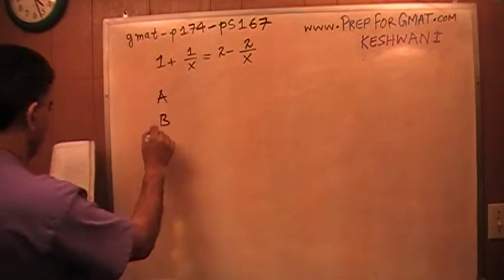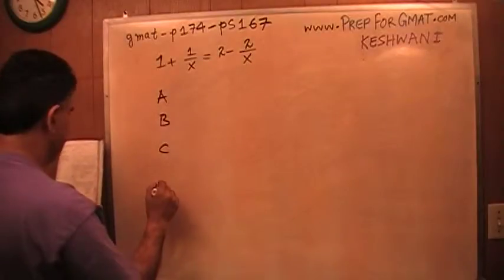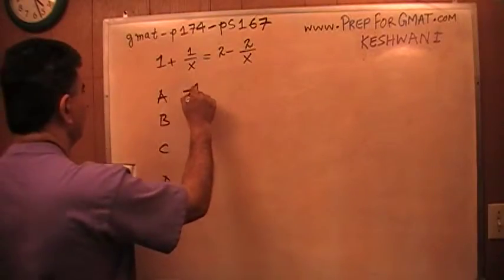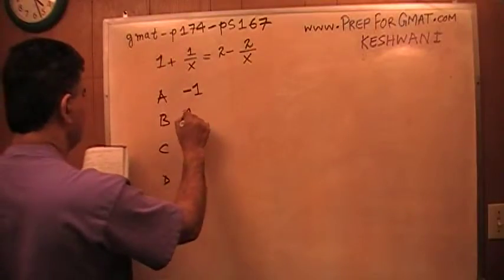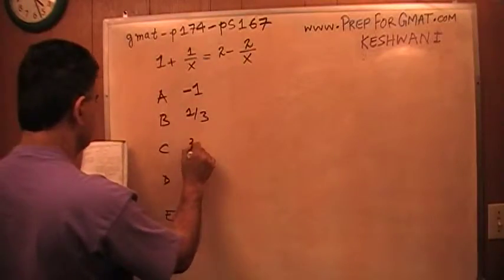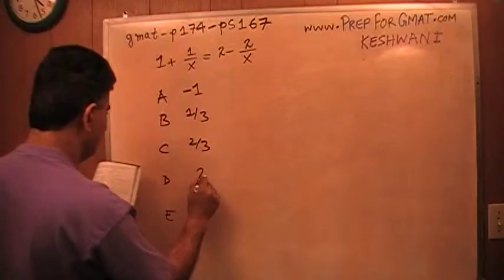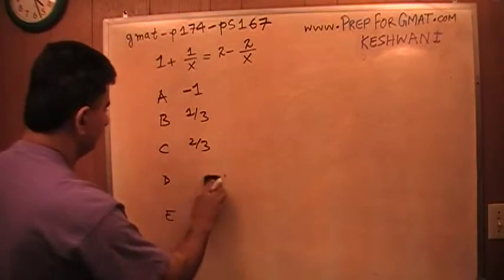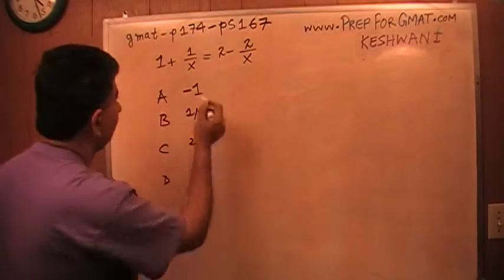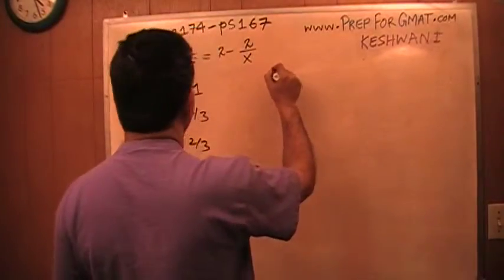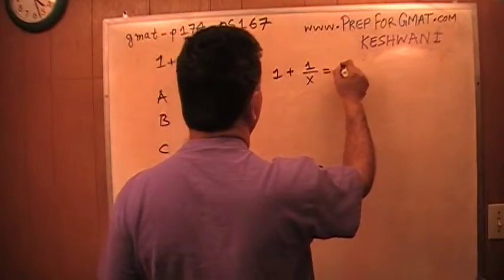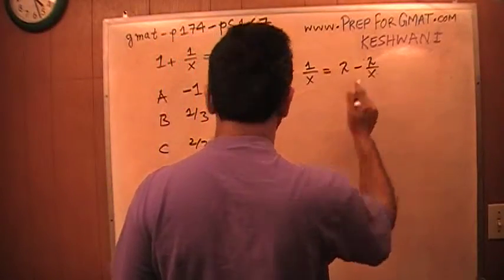The answer choices are A, B, C, D, and E: -1, 1/3, 2/3, 2, and 3. Let me rewrite this equation here: 1 plus 1 over x equals 2 minus 2 over x.